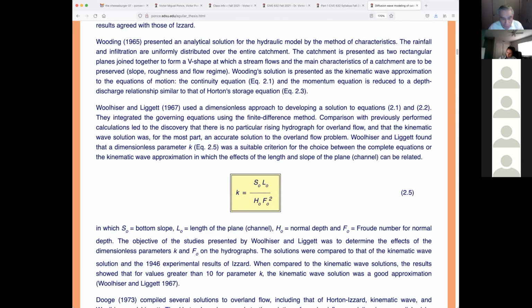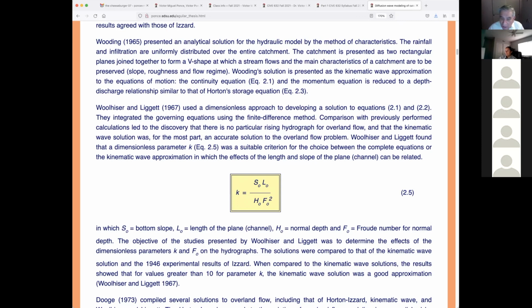When Woolhiser did his work, he was getting a PhD over at Cornell with Liggett, and they developed this number because they realized that there was an issue of applicability of the kinematic wave. And therefore, he came up with this number. And look at this number, S in the numerator. So the greater the S, the more the kinematic wave is applicable. So this is kind of related to the same thing we did, only that we did it using linear stability, using the S curve.